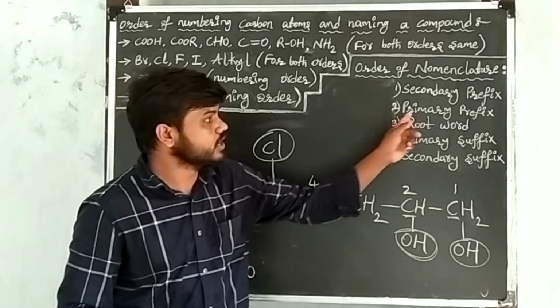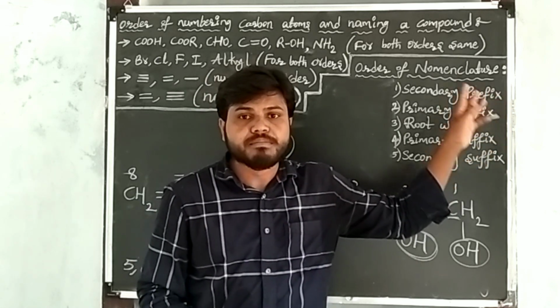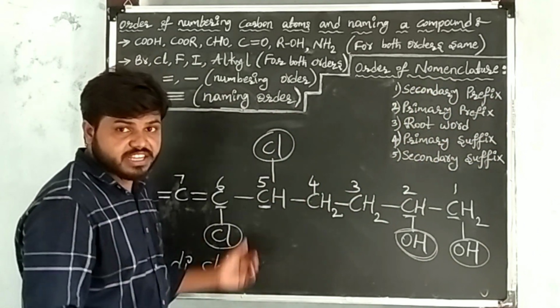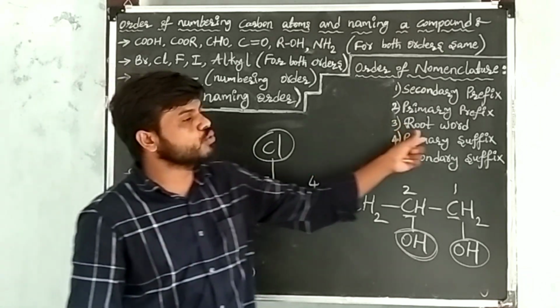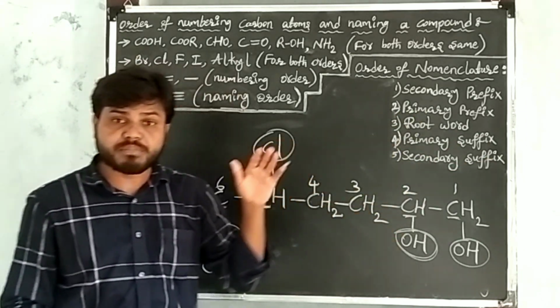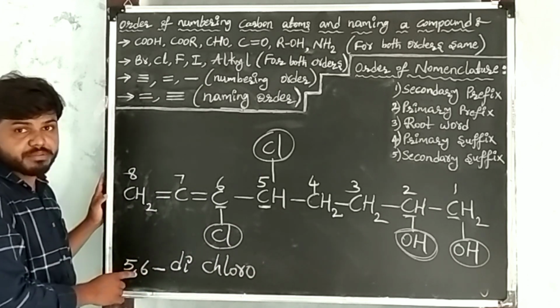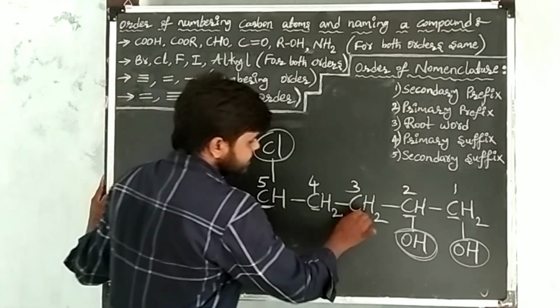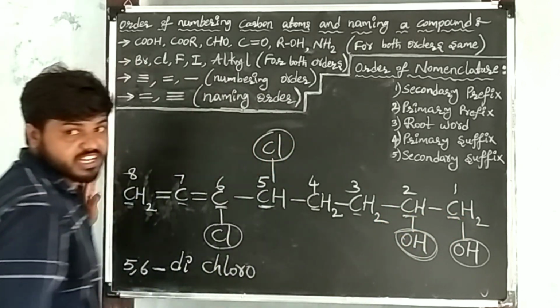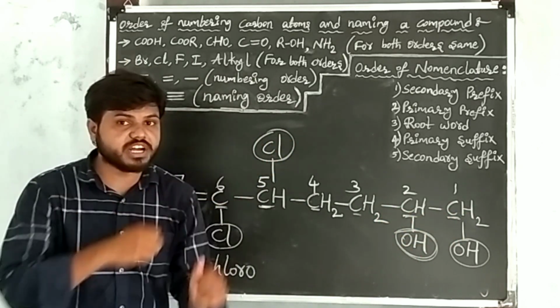After writing chlorine, go to the primary prefix. The primary prefix is cyclic. The cyclic is not present in the given carbon compound. Then go to the root word. The root word is the number of carbon atoms. In the given carbon compound, there are 8 carbon atoms: 1, 2, 3, 4, 5, 6, 7, 8.